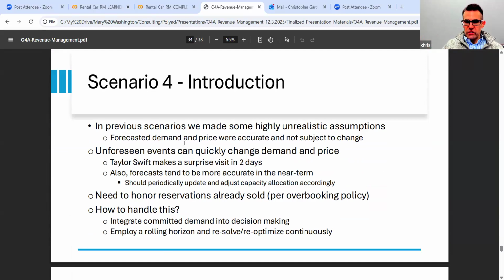So, you can see here, for instance, as Taylor Swift makes a surprise visit in 2 days, that's going to impact the demand. As you have a big demand spike, that's also a good reason to increase the price. And that can typically be done. The forecasts are more accurate in the near term.